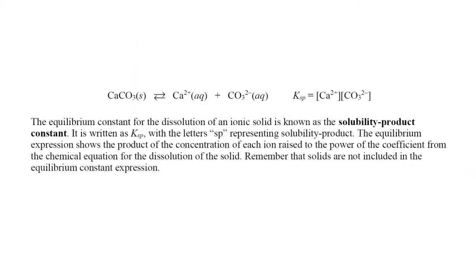The equilibrium constant for the dissolution of an ionic solid is known as the solubility-product constant. It is written as Ksp, with the letters sp representing solubility product. The equilibrium expression shows the product of the concentration of each ion, raised to the power of the coefficient from the chemical equation for the dissolution of the solid. Remember that solids are not included in the equilibrium constant expression.